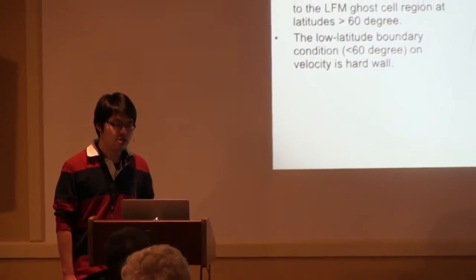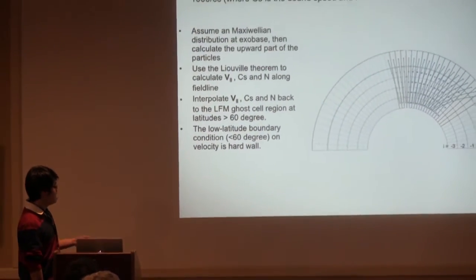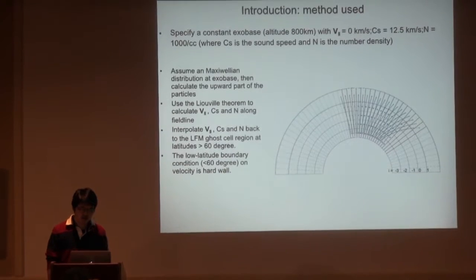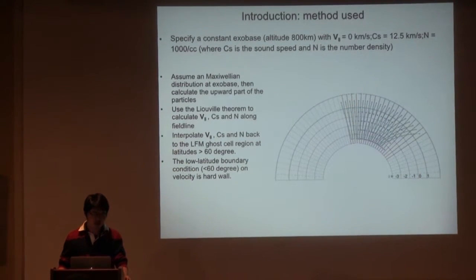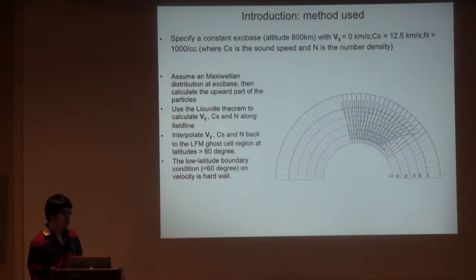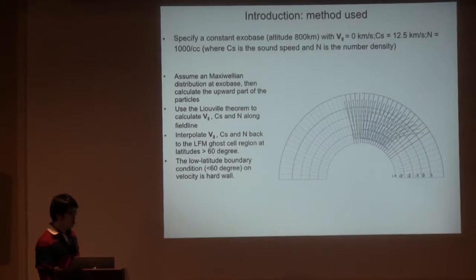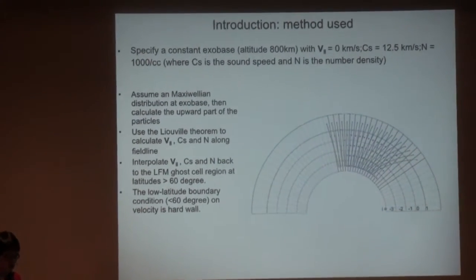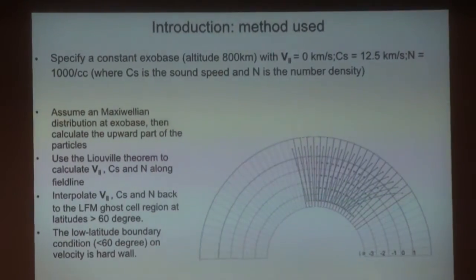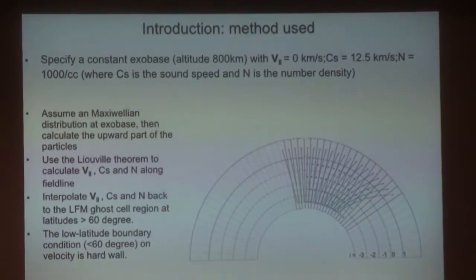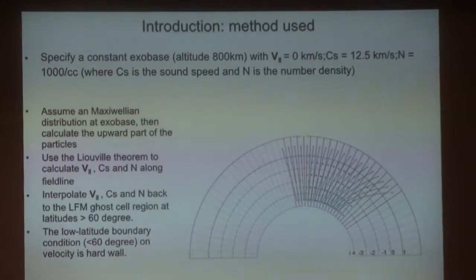Okay. Here is the introduction about the method I used to add the outflow. I first specify a constant exobase, at an altitude of 800 kilometers. And I assume a Maxwellian distribution, and I use Liouville's theorem to calculate the upward part of the distributions along the magnetic field lines. And this plot is an illustration of how the field line values are interpolated back to the LFM ghost cells.